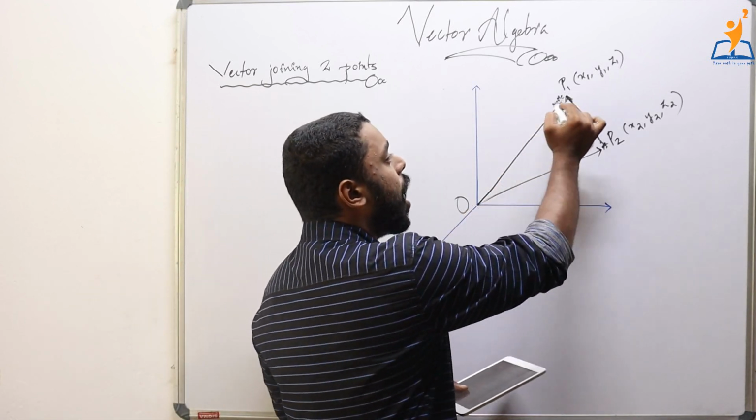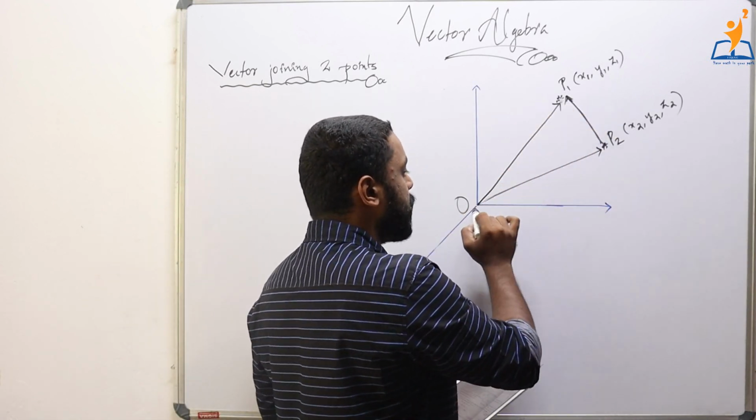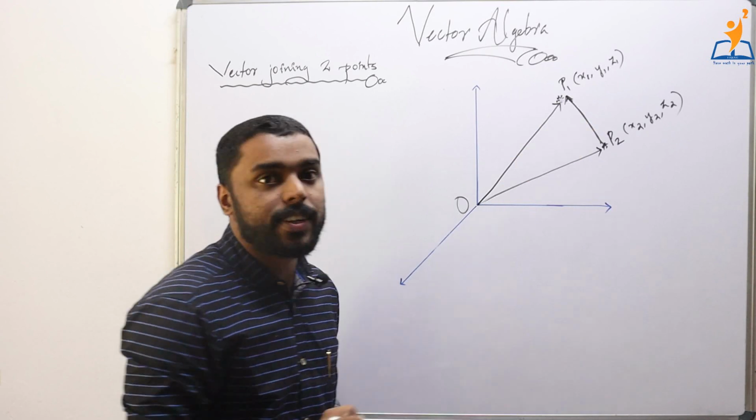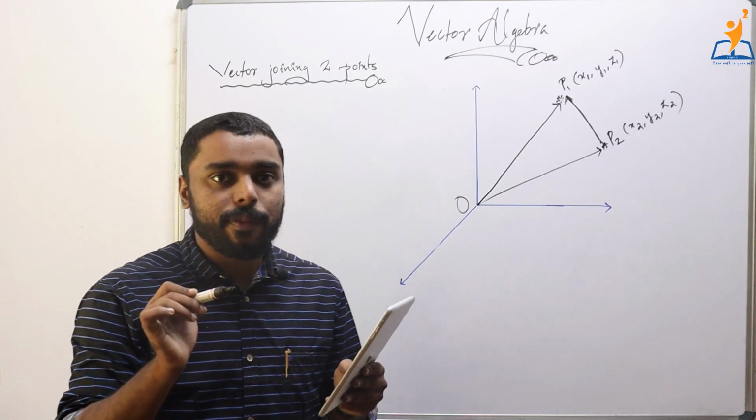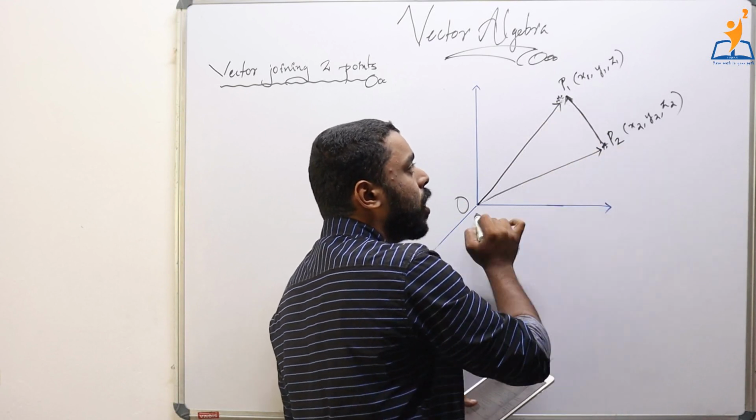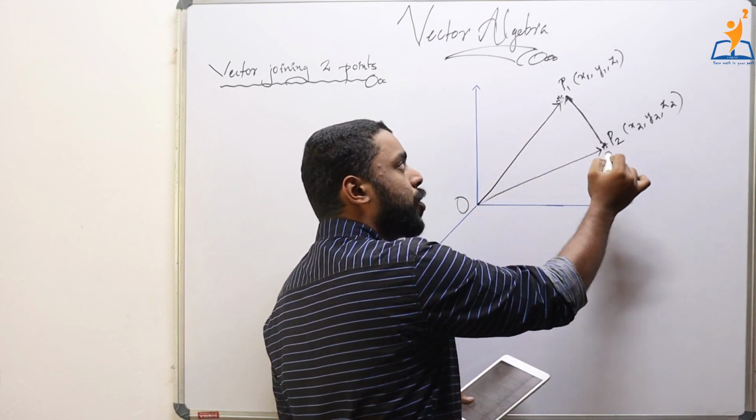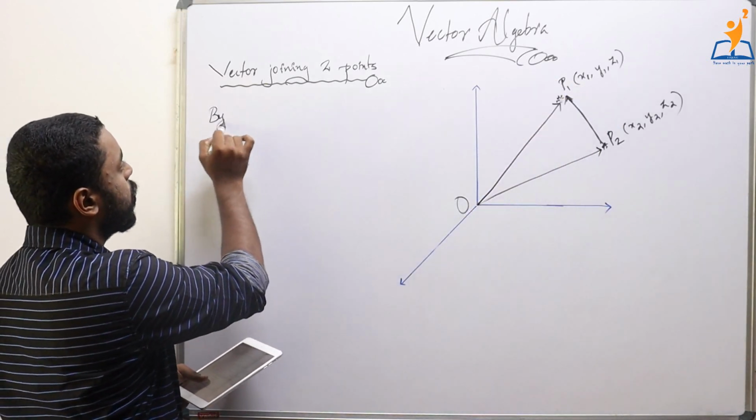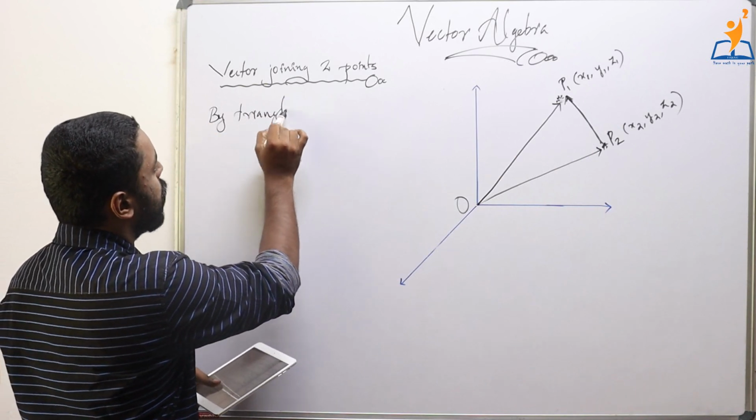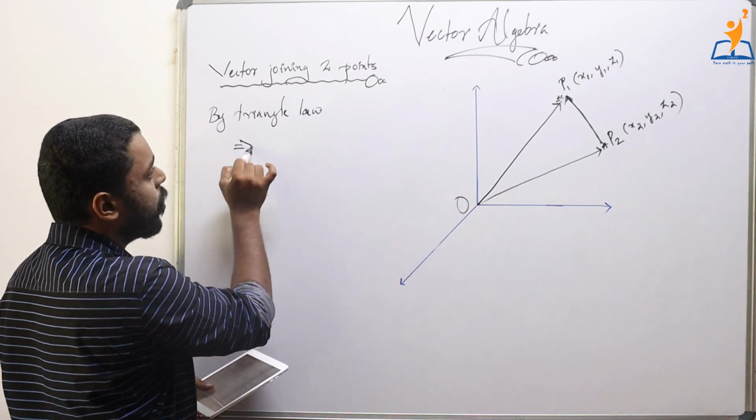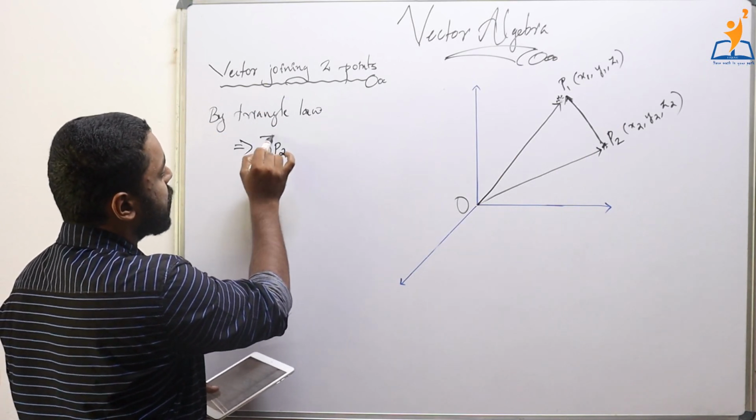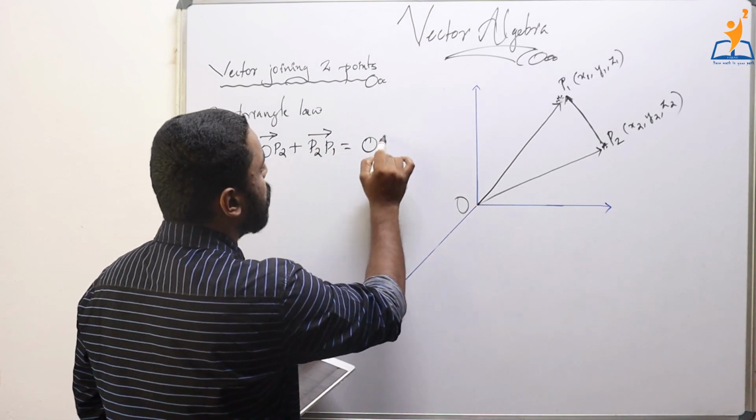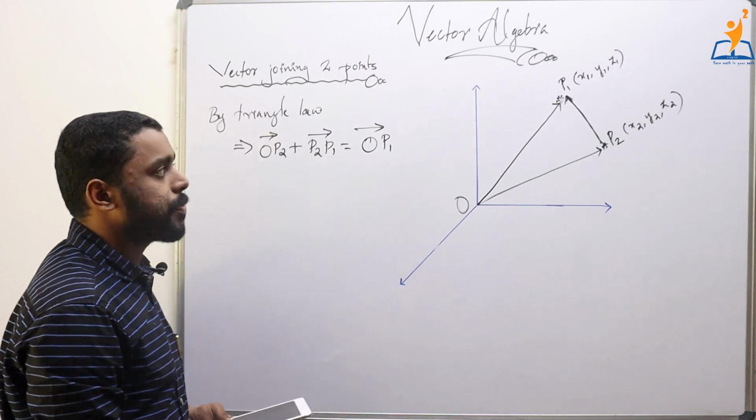See, here we have got a triangular form, right? That is OP2 plus P2P1 is equal to OP1, which is the triangular law of vector addition. We know that we can apply the triangle law to this triangle, since OP2 plus P2P1 is nothing but OP1. By triangle law, we have vector OP2 plus P2P1 is equal to OP1, right?